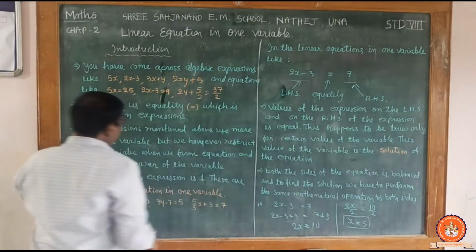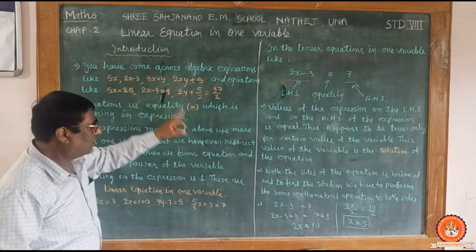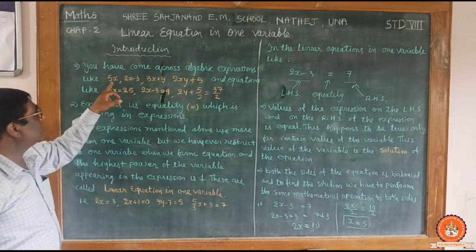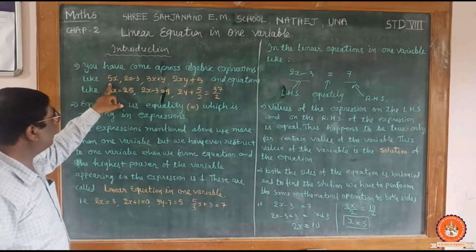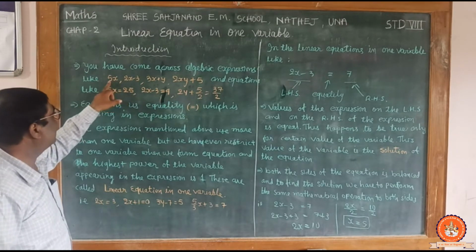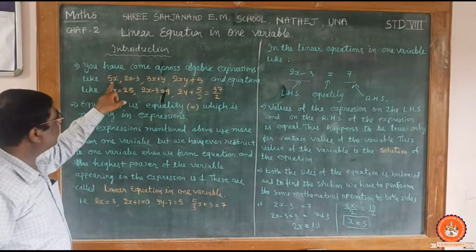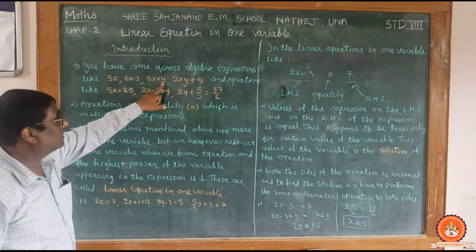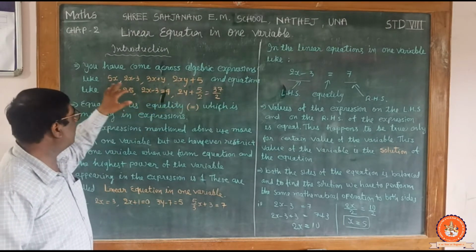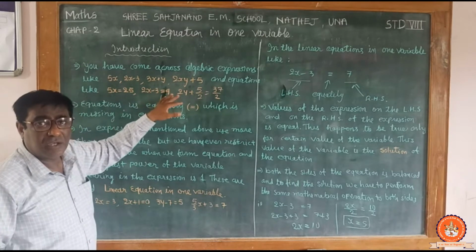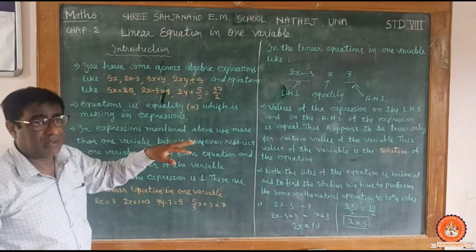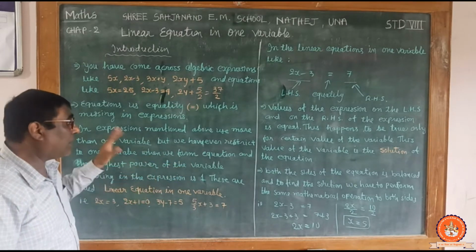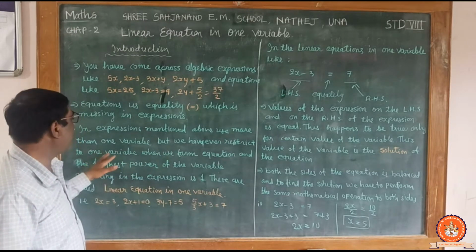Moreover, the expressions mentioned above use more than one variable. Look at it. This expression uses only one variable, x. X is the variable, 5 is constant. There are two variables here, and here also two variables. There may be two variables, there may be three variables, but however, we restrict to one variable.